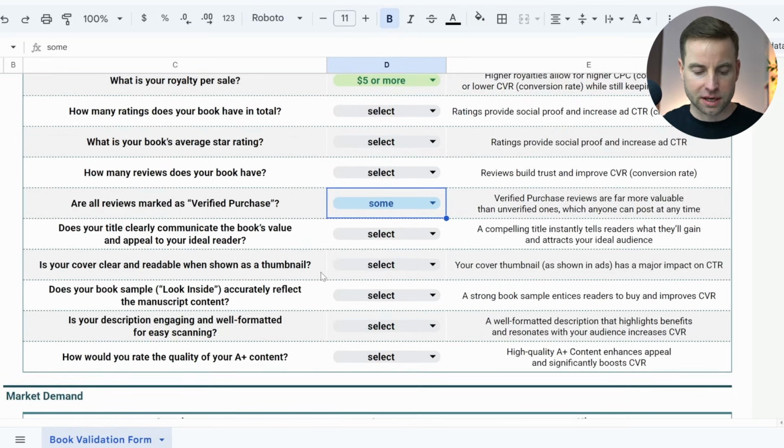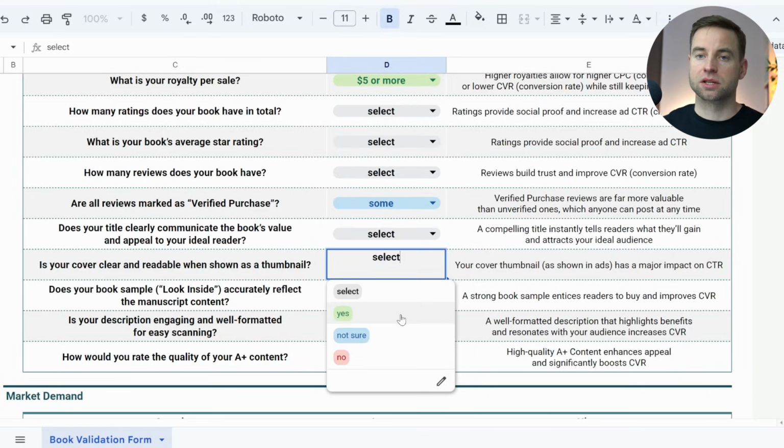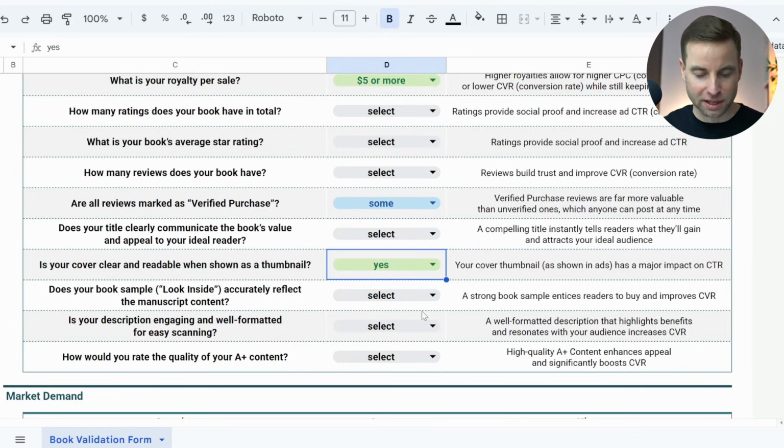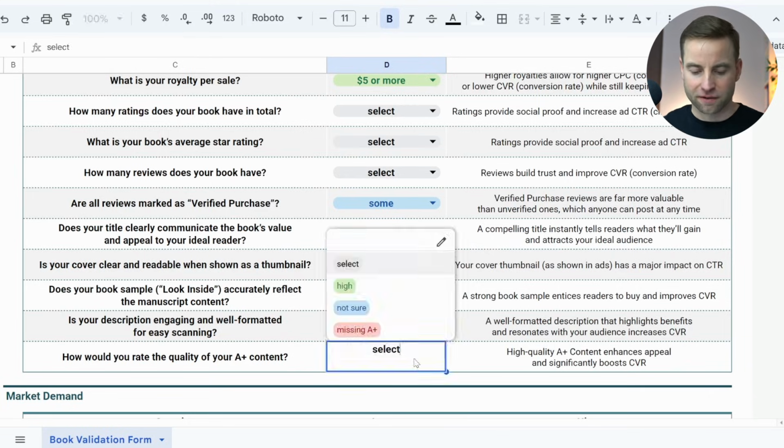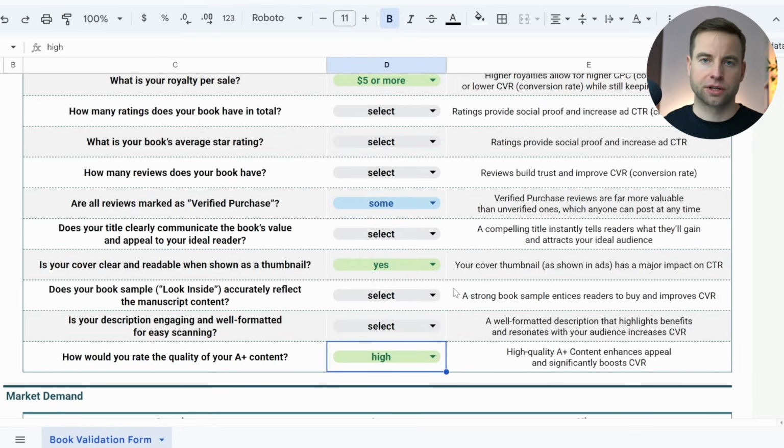Is your cover optimized to be displayed as a thumbnail, because this is the way Amazon ads are displayed to the users? Do you have high quality A+ content or not? All these factors increase your chances for success and will also increase your conversion rate, meaning more people that click your ads will convert into customers that buy your book.